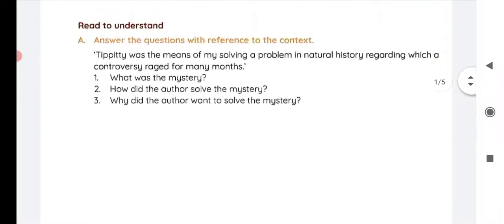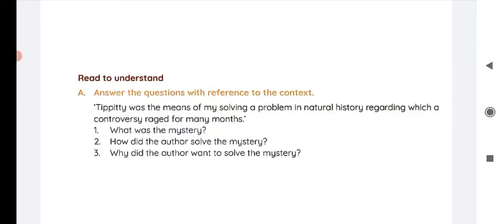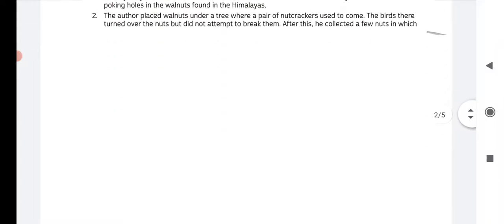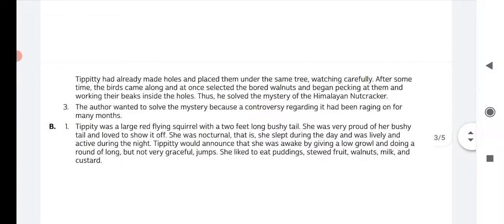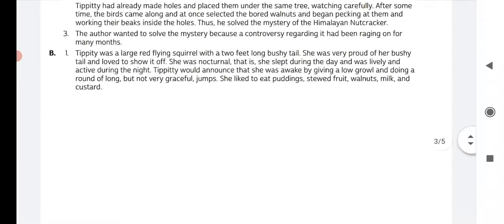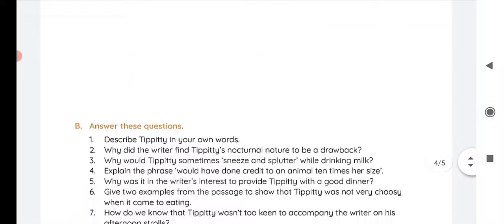And the third question here we have, why did the author want to solve the mystery? And the answer would be, the author wanted to solve the mystery because a controversy regarding it had been raging on for many months. I repeat, the author wanted to solve the mystery because a controversy regarding it had been raging on for months. This is all about the Read to Understand, and let's move on to the next section.